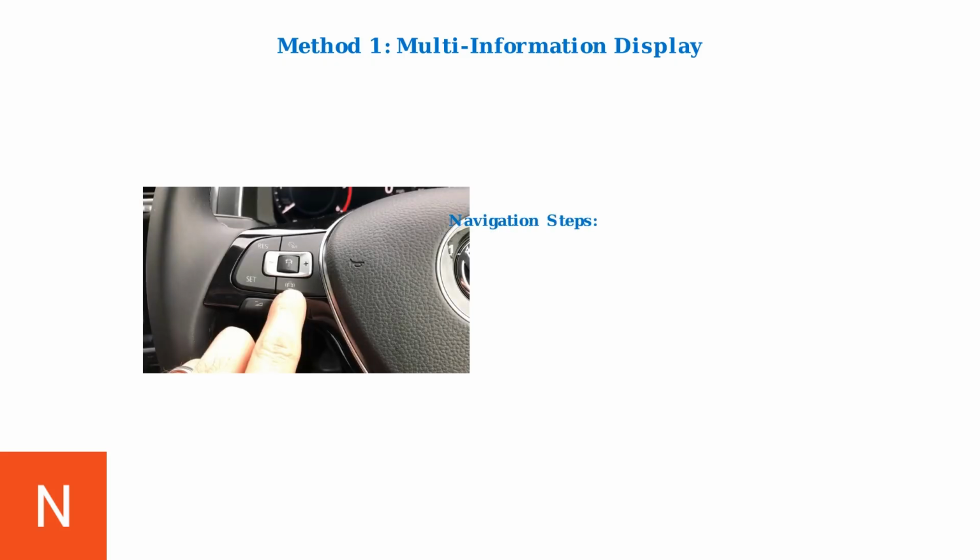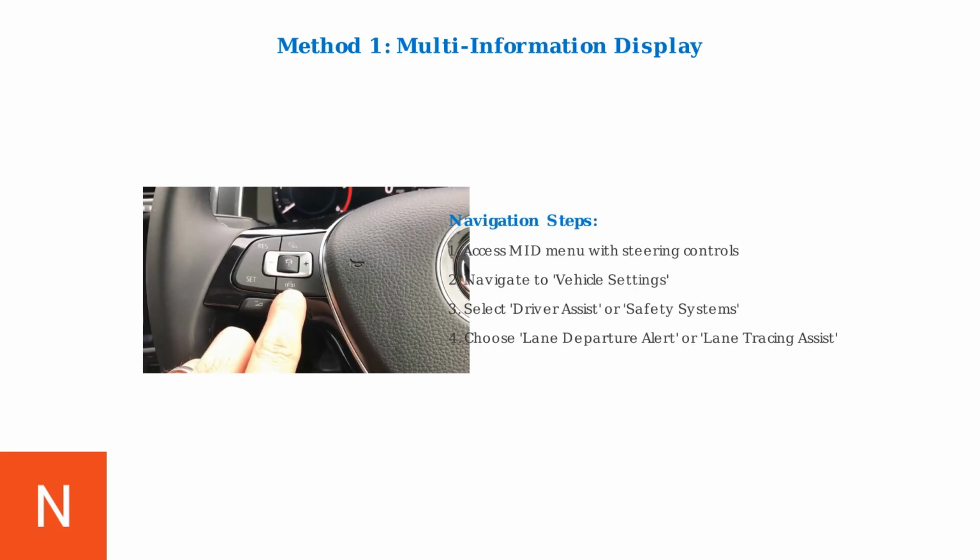Method 1 uses the multi-information display, which is available on all Camry models. Start by using the steering wheel controls to access the menu system. Use the steering wheel controls to navigate through the menu. Look for buttons typically located on the right side of the steering wheel to access the vehicle settings.